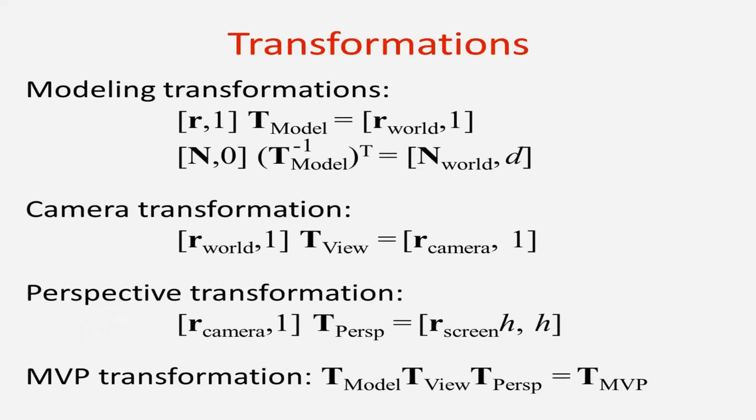This is a non-affine transformation, so it will not preserve the value that is equal to 1 in the fourth homogeneous coordinate. The three transformation matrices, the model, view, and the projection or perspective transformation matrices, can be concatenated. So a single model view projection, or MVP, transformation takes the objects directly from modeling space to screen space.